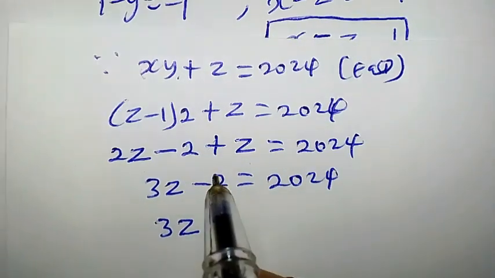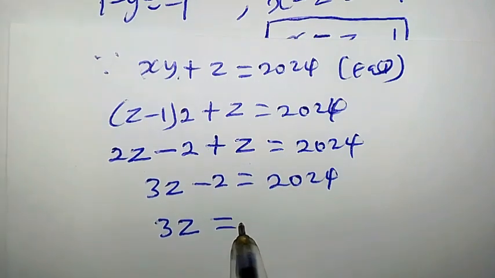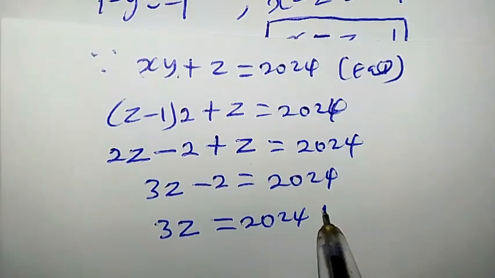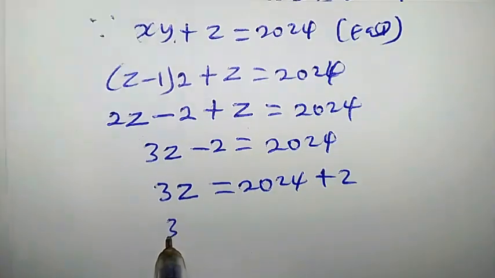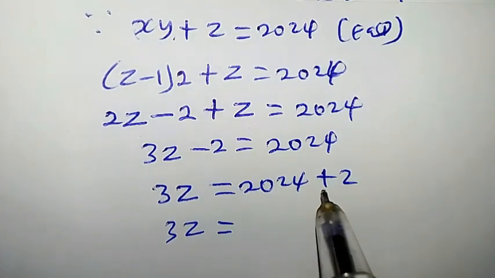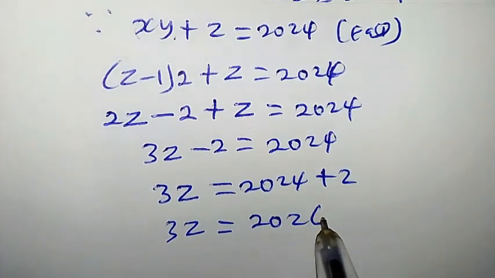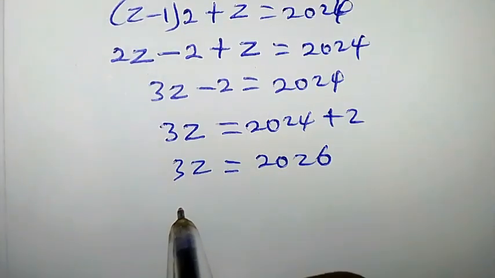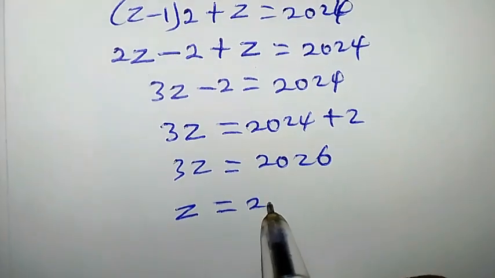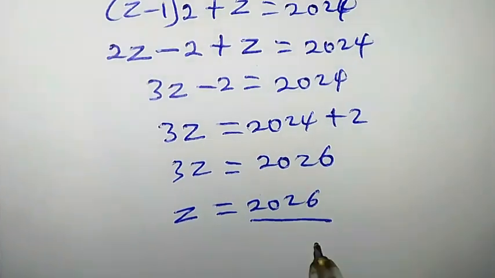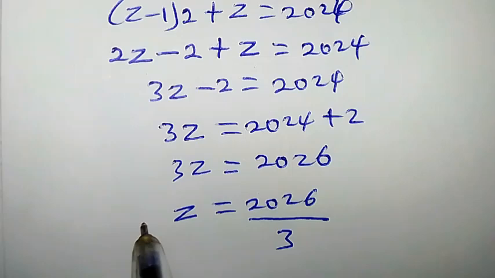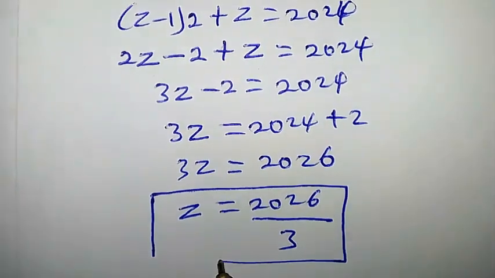When we transfer minus 2 to the right hand side, we have 2024 plus 2. So 3z is equal to 2024 plus 2, that is 2026. Dividing both sides by 3, we have z equal to 2026 over 3. This is the value of z.